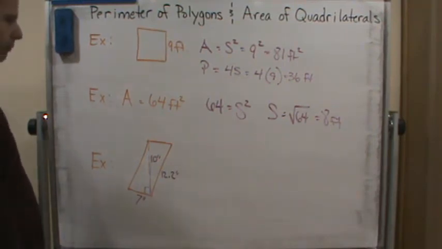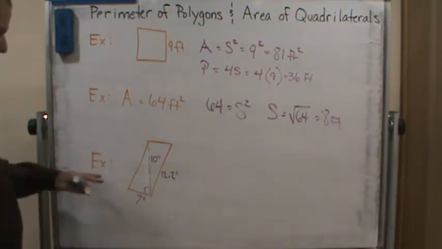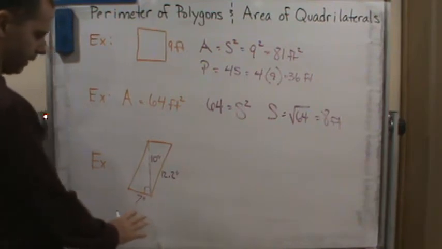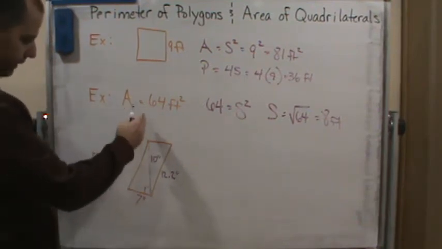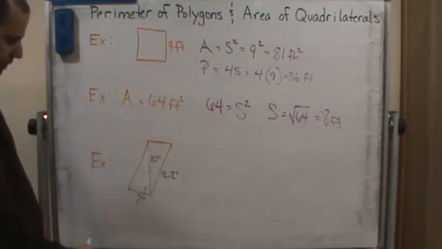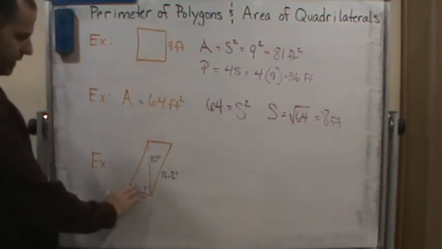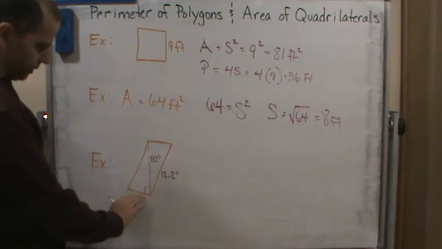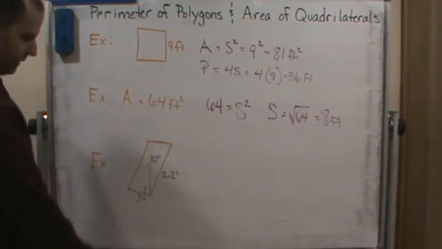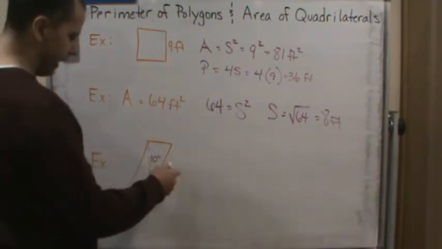Now, what about the parallelogram here? In this case, we have the parallelogram, and we're given the height. The height is based on this 10 inches. How do we know it's the height? Because it's perpendicular to the base of the parallelogram. So that's going to give us the height. We know the height is 10 inches.